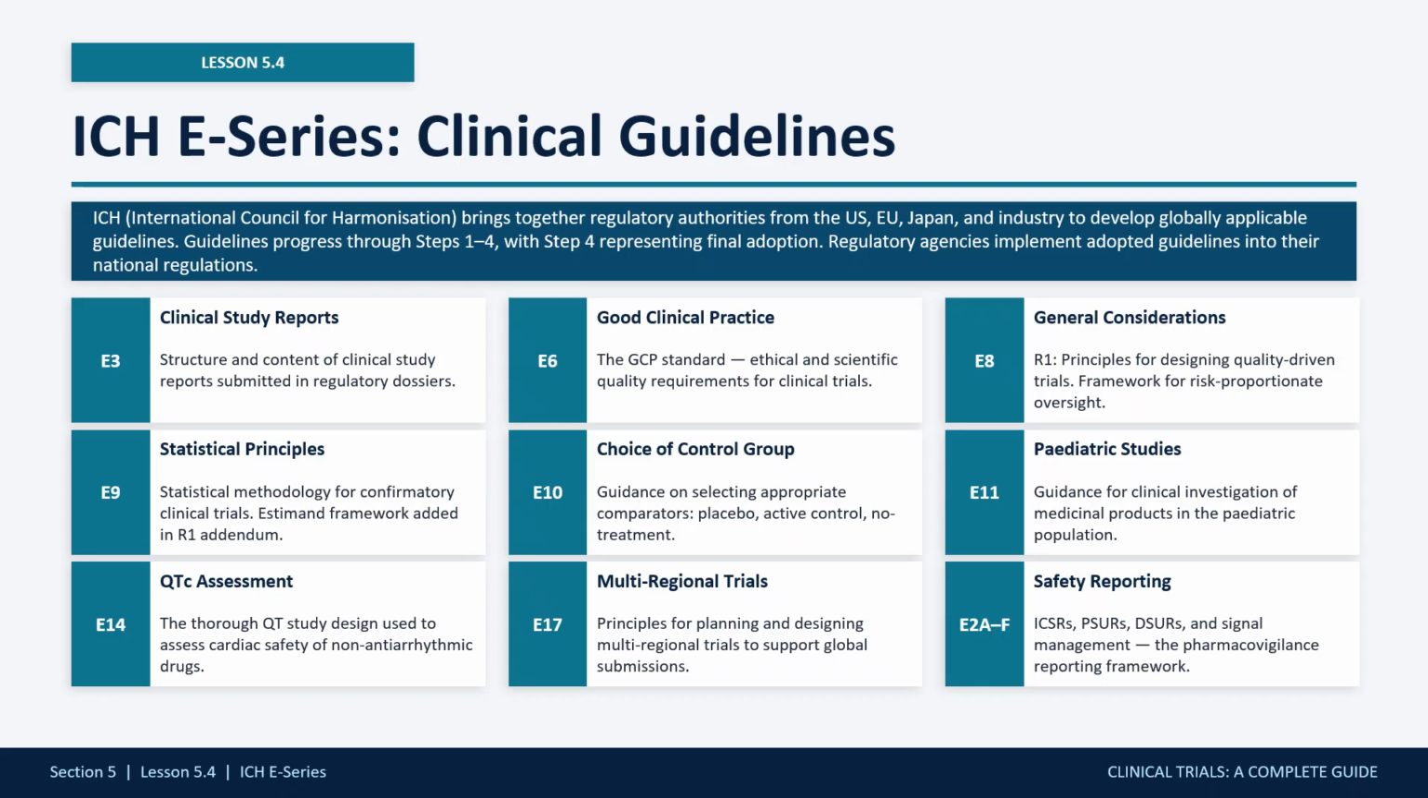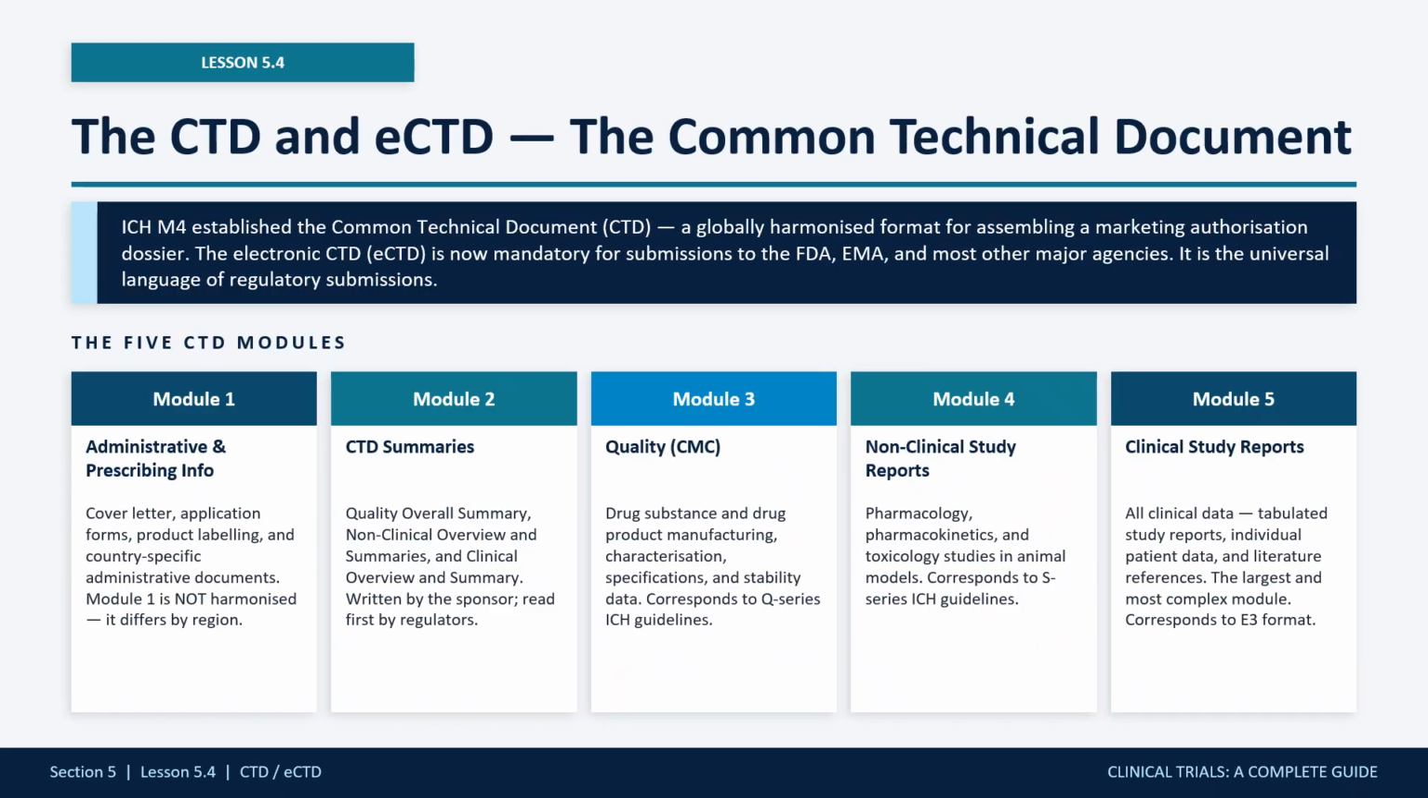And the E2 series, E2A through E2F, covers the entire pharmacovigilance reporting ecosystem. Individual case safety reports, periodic safety update reports, development safety update reports, and signal management. These are the guidelines that govern what happens when adverse events occur during a trial.